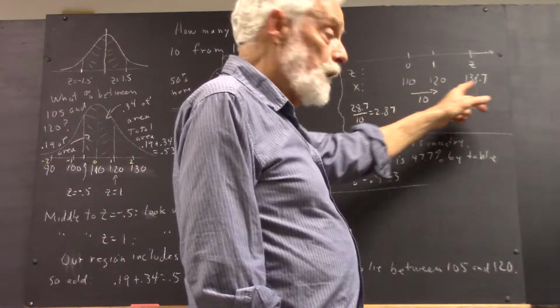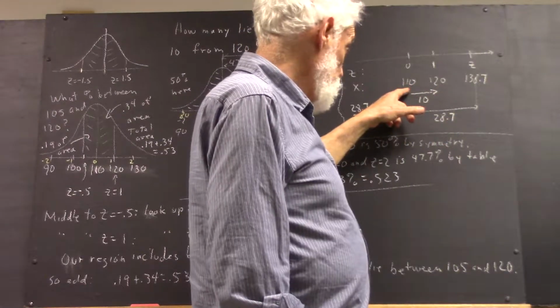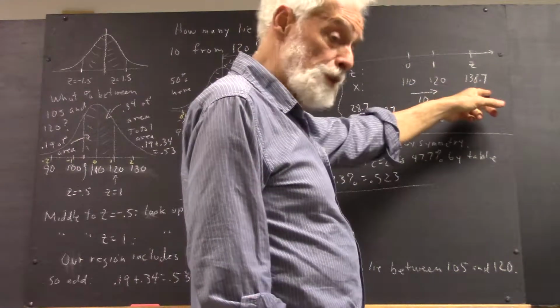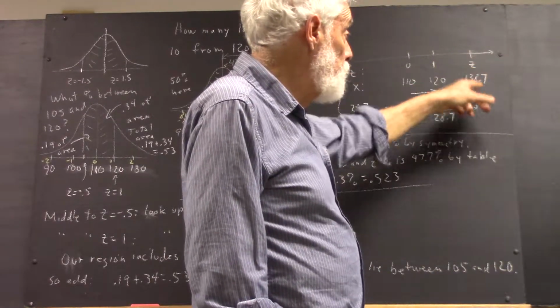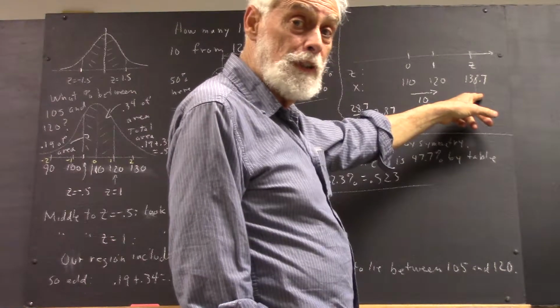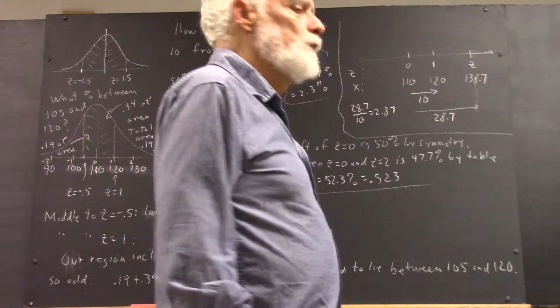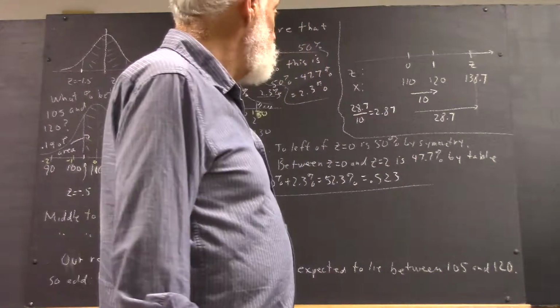Well, let's go ahead and put IQs with these. This is 100, this is 120. Let's say this is 138.7. How are we going to find the z value for 138.7? Well, it's really not hard to do.